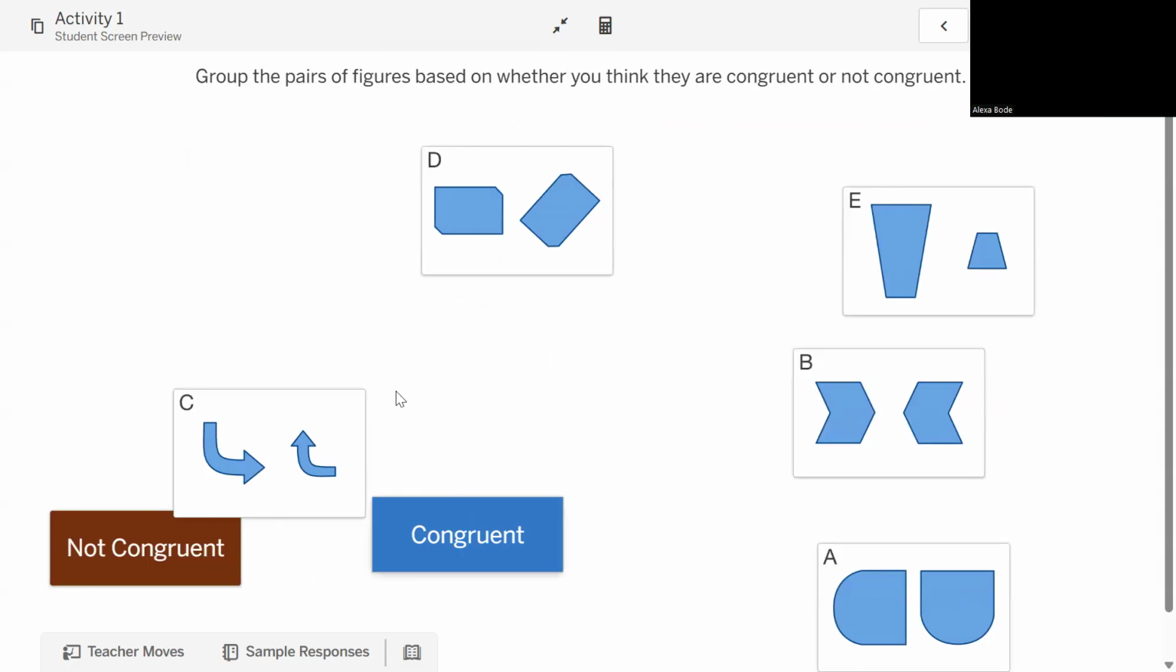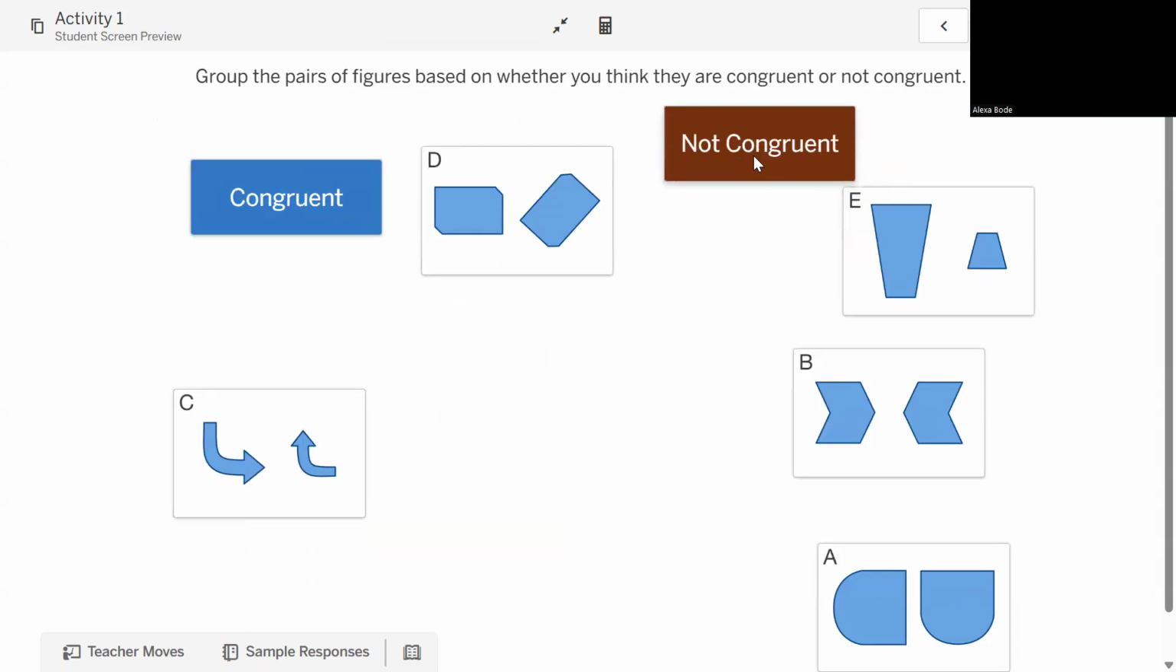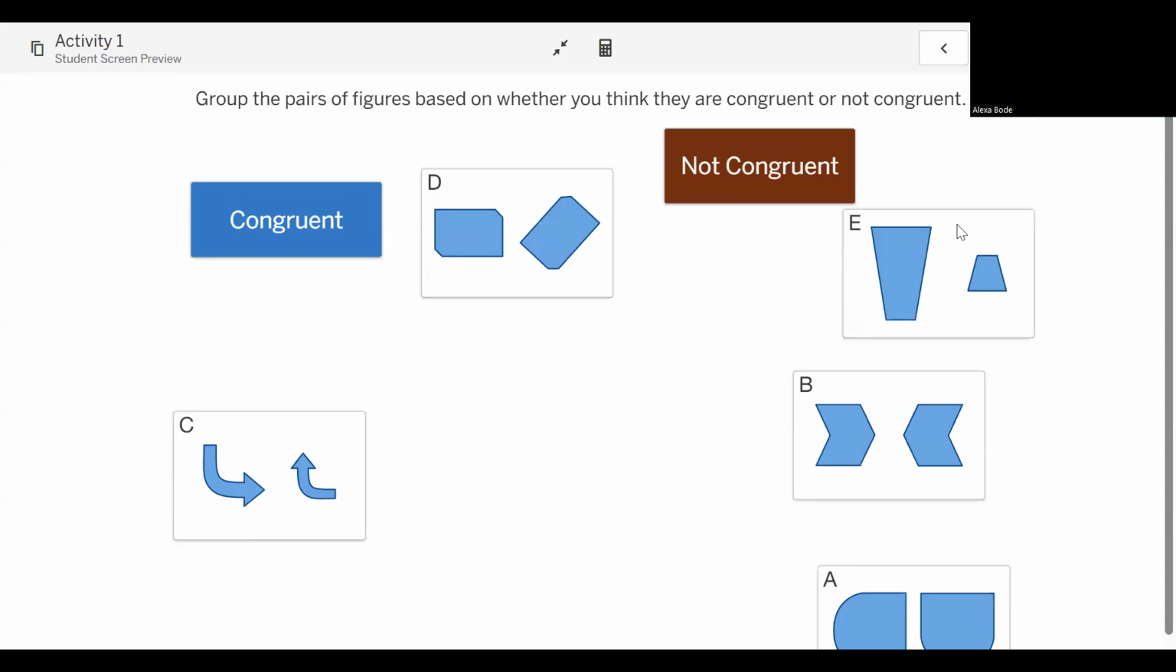I want you to now complete this card sort of which ones are congruent and which ones are not congruent. Okay, I'm going to check through this to see how well you did. I will say that it's not even an even amount. So you will have three in one and two in the other.